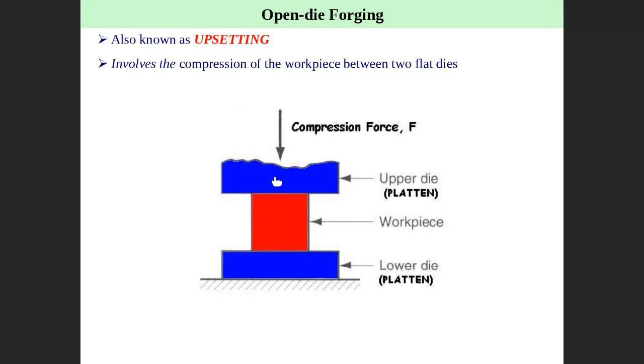And this one, compression, as you can see here, is compression between two flat dies. This is one flat die, another flat die. We're hammering the material between two flat dies. So this we call open die forging, right? This is the upper die, this is the lower die, and this is the workpiece.